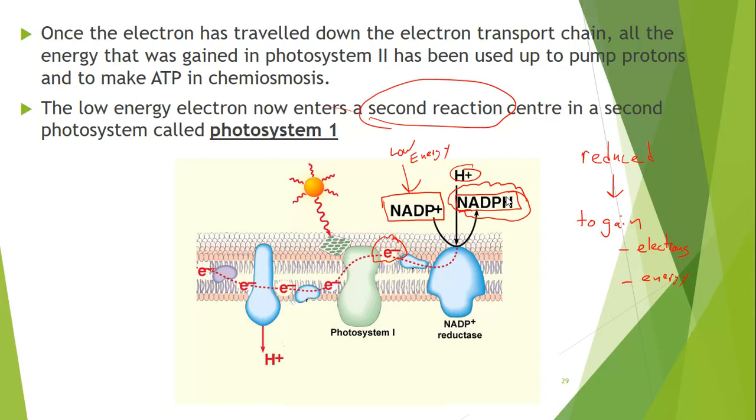And it's going to use those two products in the second set of reactions, which are called the light independent reactions. Okay, and some plants do that at night, some plants do it during the day. It depends on the plant.